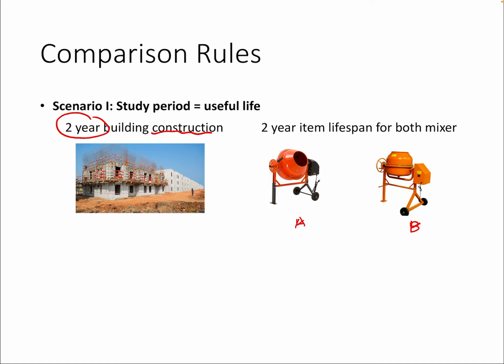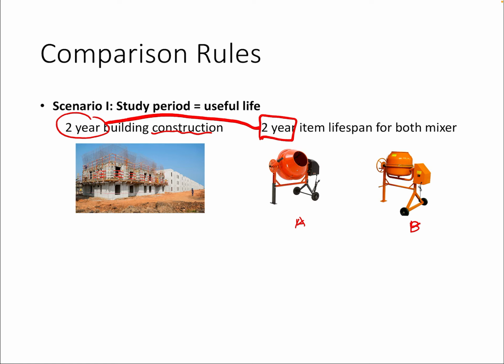They have different operational cost. They have different performance. They have different revenue and the benefits. So all the different factors you need to consider, but you need to consider them in the same timeline. And luckily, these two mixers, they all have their useful life of 2 years. Okay, so which means you can compare them directly. And also, these 2 years is the same as the study period. So this is a very easy comparison.